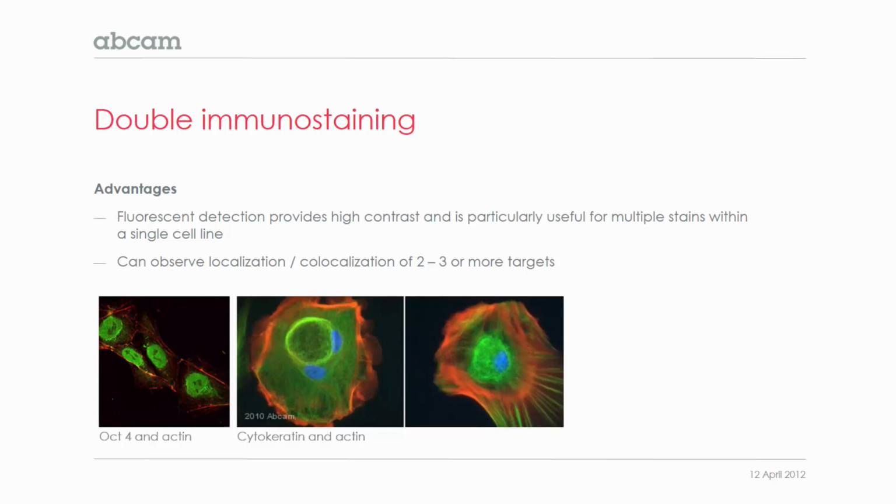So at the bottom here, there's a couple of images that you've already seen, just to show again. On the left we have OCT4 staining in green and actin in red. And then we have the cytokeratin image here, where the cytokeratin is in green and the actin is in red. And you really can see the difference in localization of those proteins in this way.